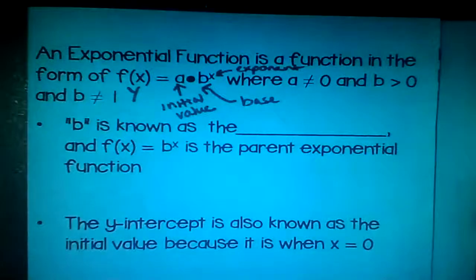B cannot be equal to 1. Because what's 1 raised to an exponent? Itself. It's 1. Whether I take 1 and raise it to the second, my answer is 1. If I take 1 and raise it to the 7, my answer is still 1. So B can never be equal to 1 because it will never change.